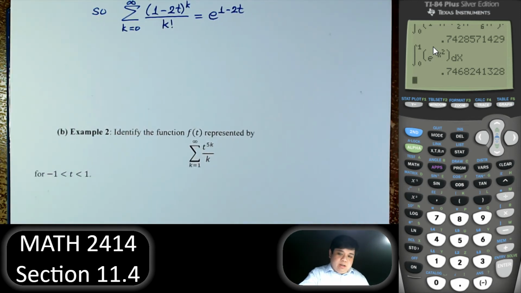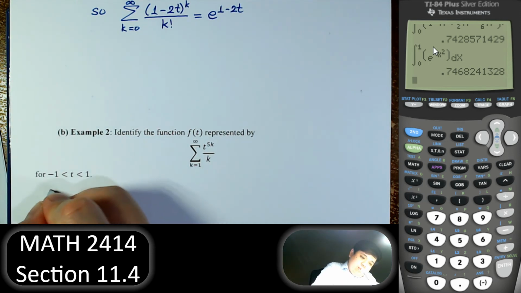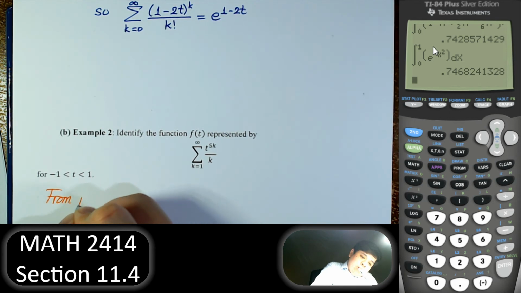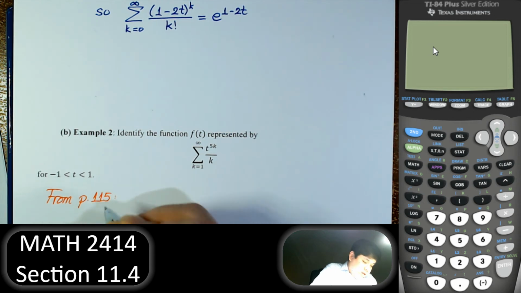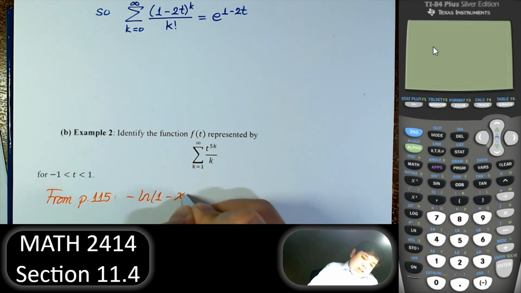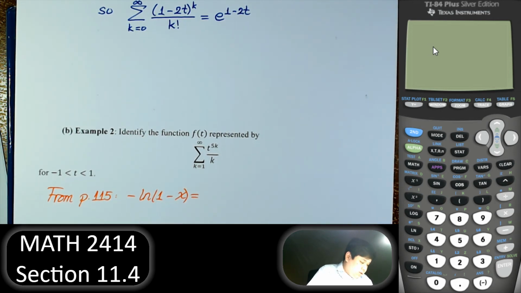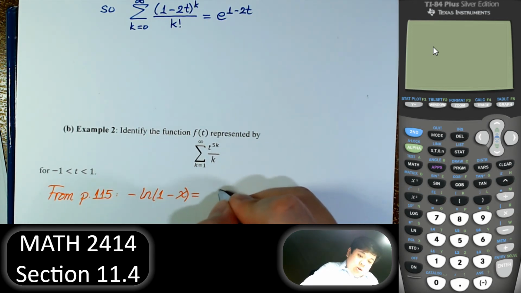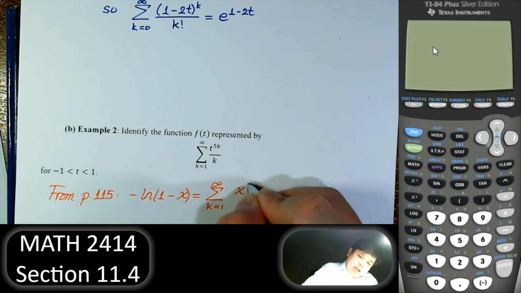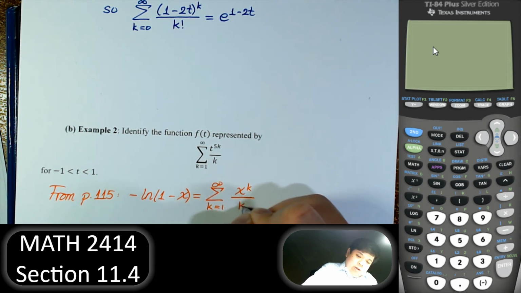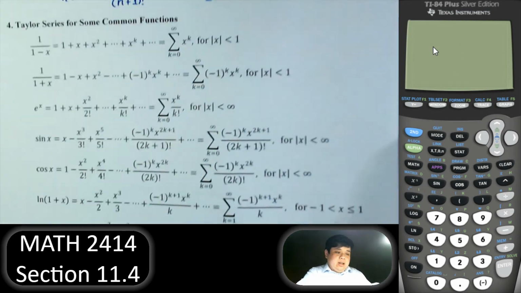So I'm going to write out from page 115. Negative ln of 1 minus x is equal to, I'm just going to write the summation k equal to 1 to infinity x to the k over k. Yes, this is the series.